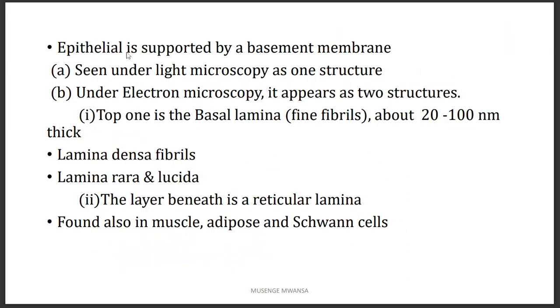So as we said, epithelial tissue is supported by a basement membrane, if you see under a light microscope. But under an electron microscope, you are going to be able to see two structures. The top is called the basal lamina, the down is called the reticular lamina. The basal lamina also has got two components, which are the lamina densa fibrils and the lamina rara or lamina lucida. These are simply there for anchorage of the basal lamina, or the connection of the epithelial tissue with the basement membrane.